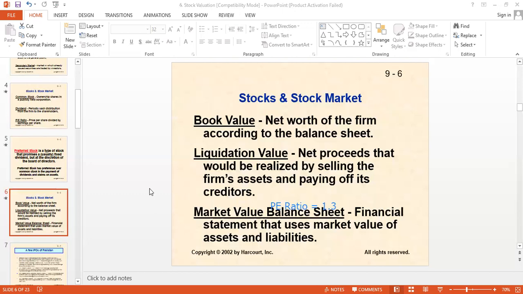Then, in between book value and market value, we have one more value which is known as the liquidation value. In liquidation value, it is mentioned over here, the net proceeds that would be realized by selling the firm's assets and paying off its creditors. For instance, let me give you an example. Let me put it over here.